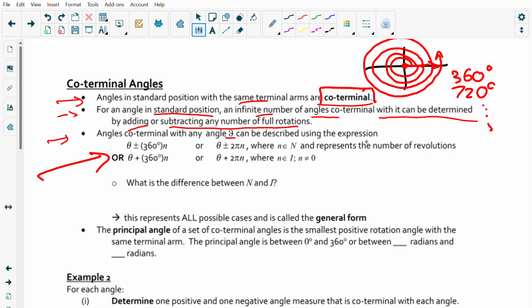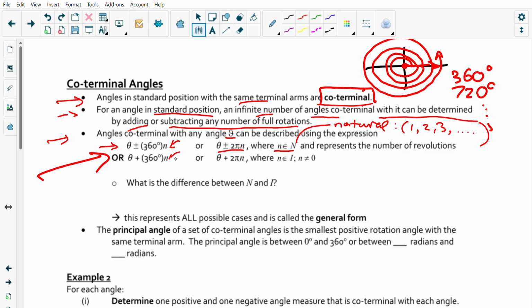Angles coterminal with any angle theta can be described using the expression. So here are the two ways. Theta plus or minus 360 degrees times n, or theta plus or minus 2 pi n, where n is an element of, what is this n? This is natural numbers. Okay, folks, remember number systems. What's natural numbers? That's 1, 2, 3, and on and on. Okay, you're counting numbers.